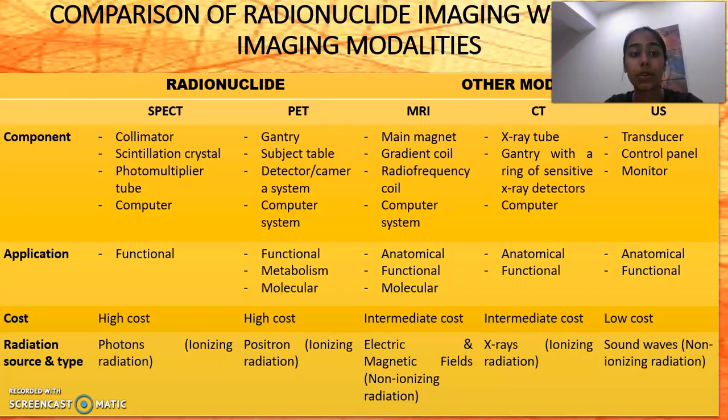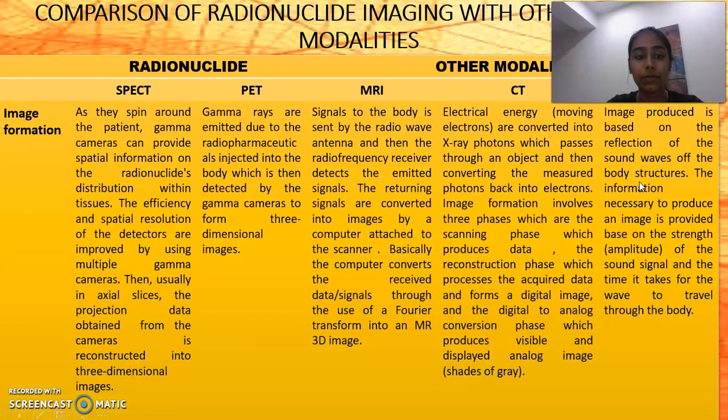The components for SPECT are collimator, scintillation crystal, photomultiplier tube, and computer. For PET are gantry, subject table, detector or camera system, and computer system. For MRI are main magnet, gradient coil, radio frequency coil, and computer system. For CT scan are X-ray tube, gantry with a ring of sensitive X-ray detectors, and computer. And for ultrasound, it's transducer, control panel, and monitor.